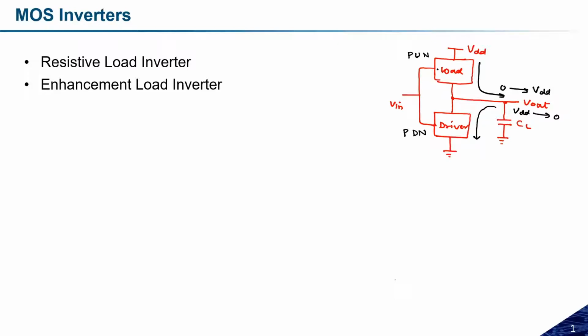But the thing is, this enhancement load inverter can be of two types. Either it could be PMOS or it could be NMOS. We will try to see, if in place of the load I have replaced it with an enhancement type NMOS, how the behavior will be. And in case I replace it with an enhancement type PMOS, how the behavior will be. We'll try to compare different characteristics based on this load change. Okay, so this is one of the possibilities.